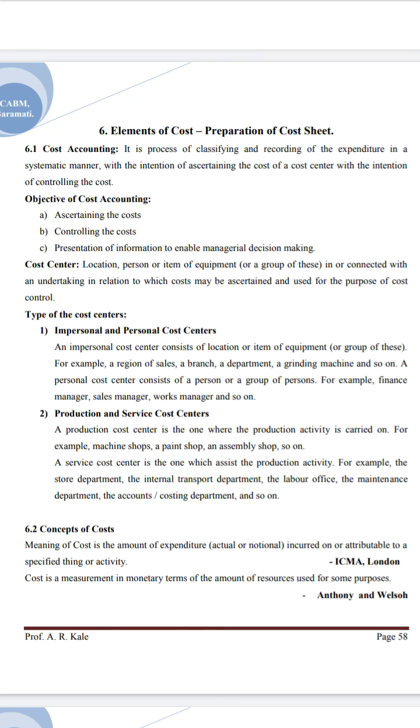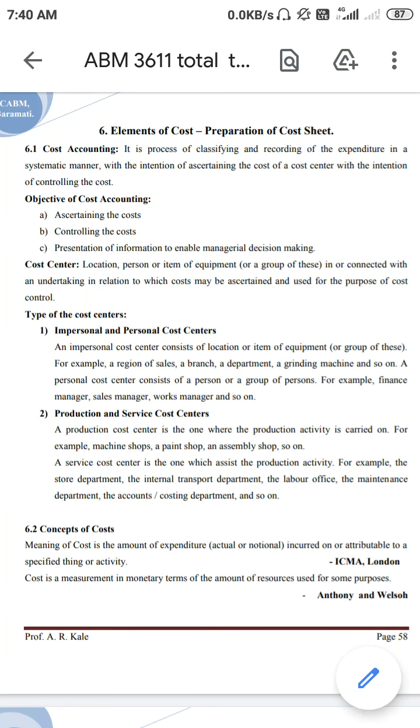The next is the objectives of cost accounting: ascertaining the cost, controlling the cost, and presentation of the information to enable managerial decision making. Okay, these are the three main objectives of cost accounting: ascertaining the cost, controlling the cost, and then the last one is presenting the information to enable managerial decision making.